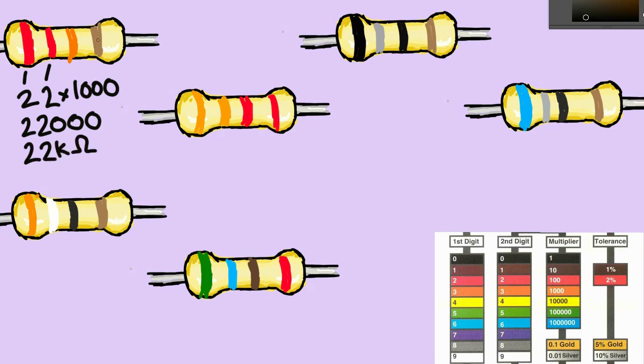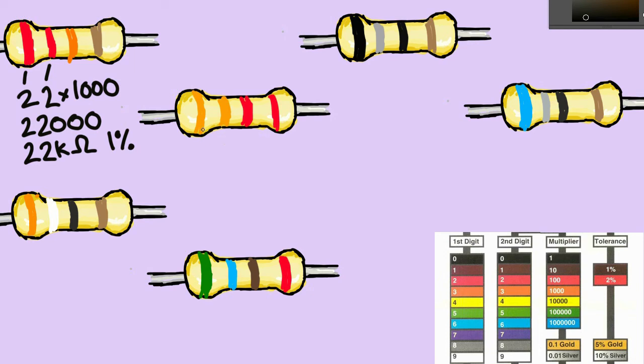Now we've also got this last band here, which is our tolerance. If we have a look at our tolerance, we have for brown 1%. So our tolerance is 1% for this resistor, and that's basically its accuracy. Because when the resistors are manufactured, they're not perfect, and so you can get more accurate or less accurate resistors. Let's have a look at the next one.